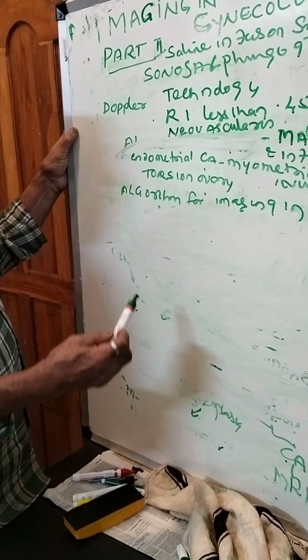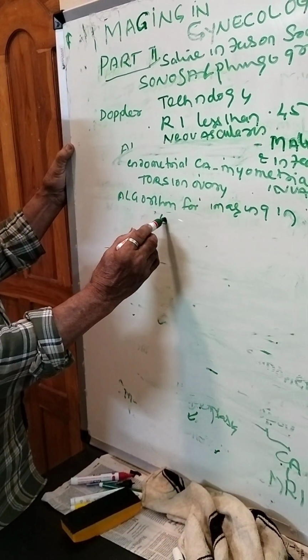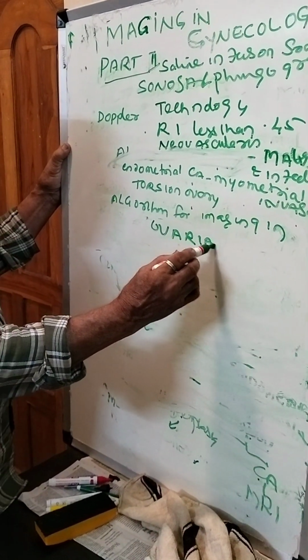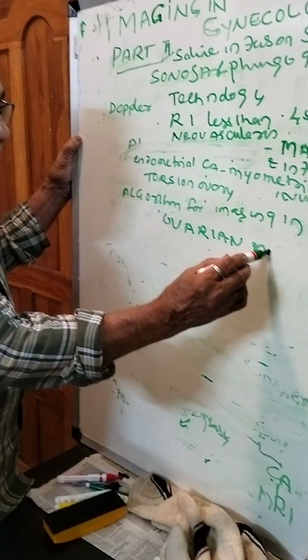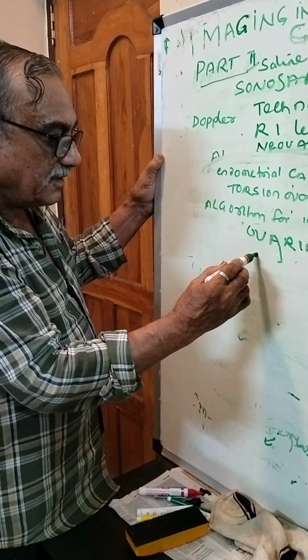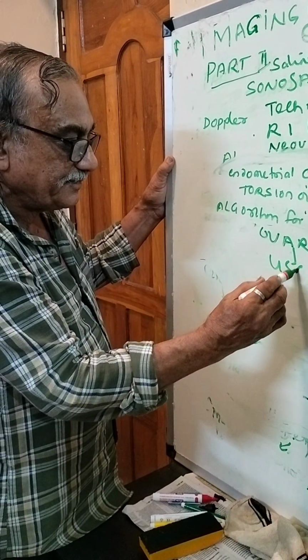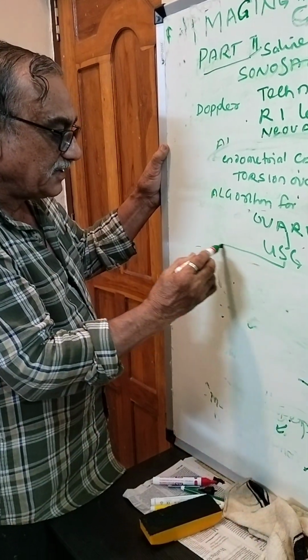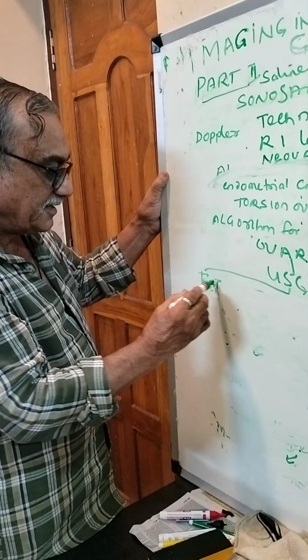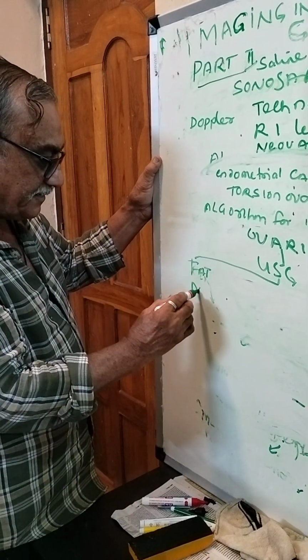Now the algorithm for imaging in case of ovarian mass. Suppose there is an ovarian mass. What is the algorithm? Here you do USG first. If it shows presence of fat, it is a case of dermoid cyst.